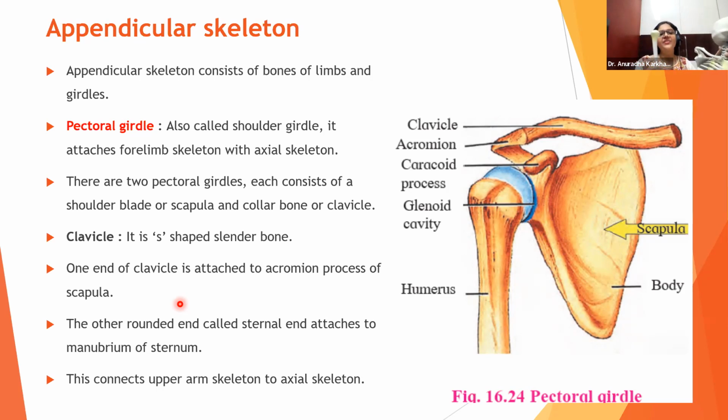Right? Yeah. So the shoulder girdle attaches the forelimb skeleton with the axial skeleton. There are two pectoral girdles, each of two, meaning one on the right side, one on the left side. Two pectoral girdles, each consisting of shoulder blade or scapula and collarbone or clavicle. So here you can see this clavicle. यहाँ पर जो है ये clavicle है और इसको scapula देखो बेटा.